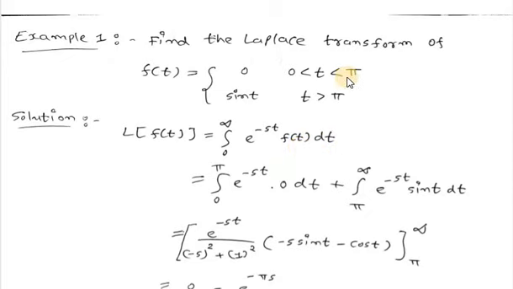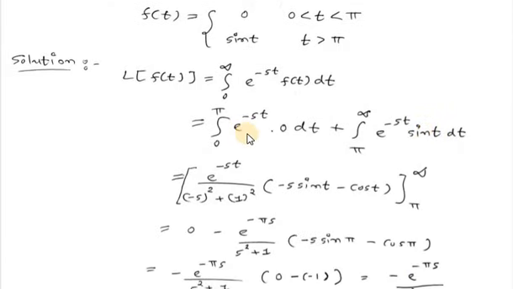Now applying the break at pi, we have integration from 0 to pi e raised to minus st, and in case of t from 0 to pi, f of t is 0. So over here write down f of t equals 0 dt plus integration from pi to infinity e raised to minus st. For t greater than pi, we have f of t equals sin t. So over here, replacing f of t by sin t dt. Now this term will become 0.